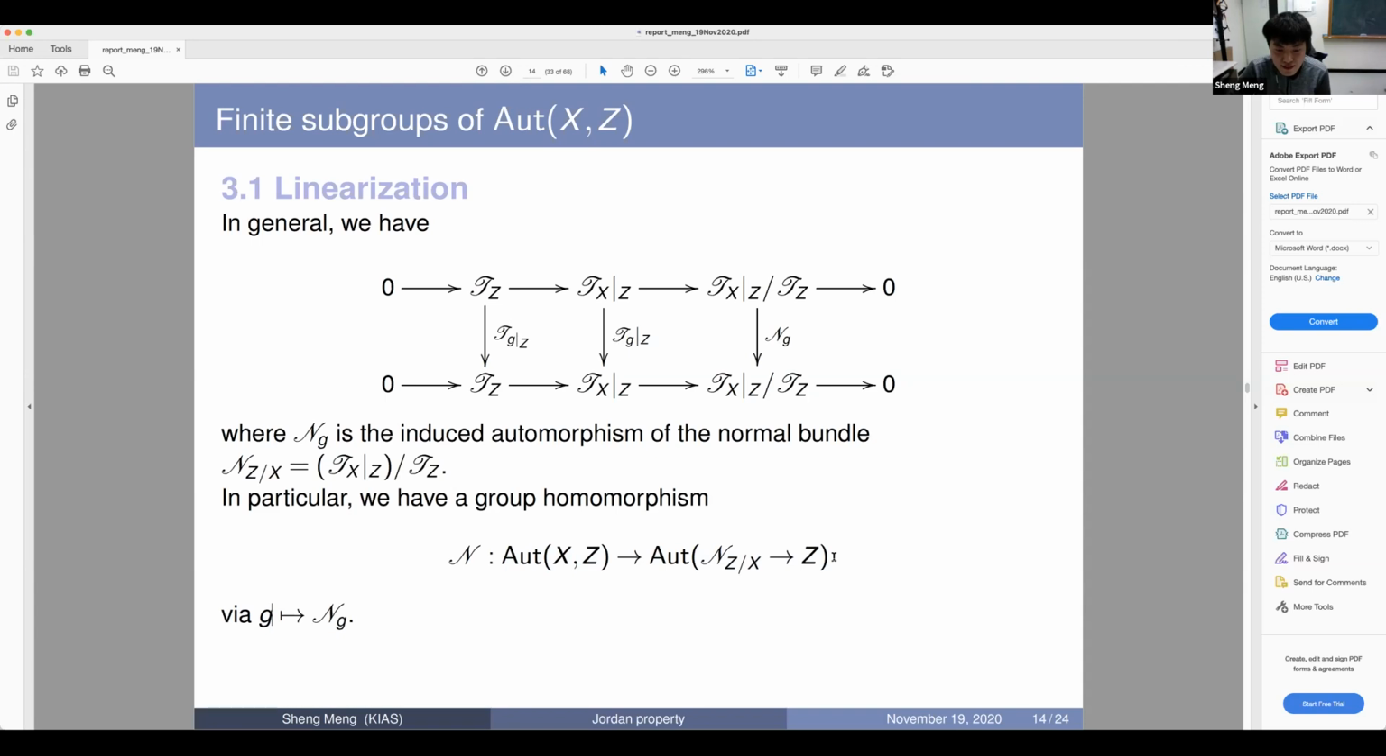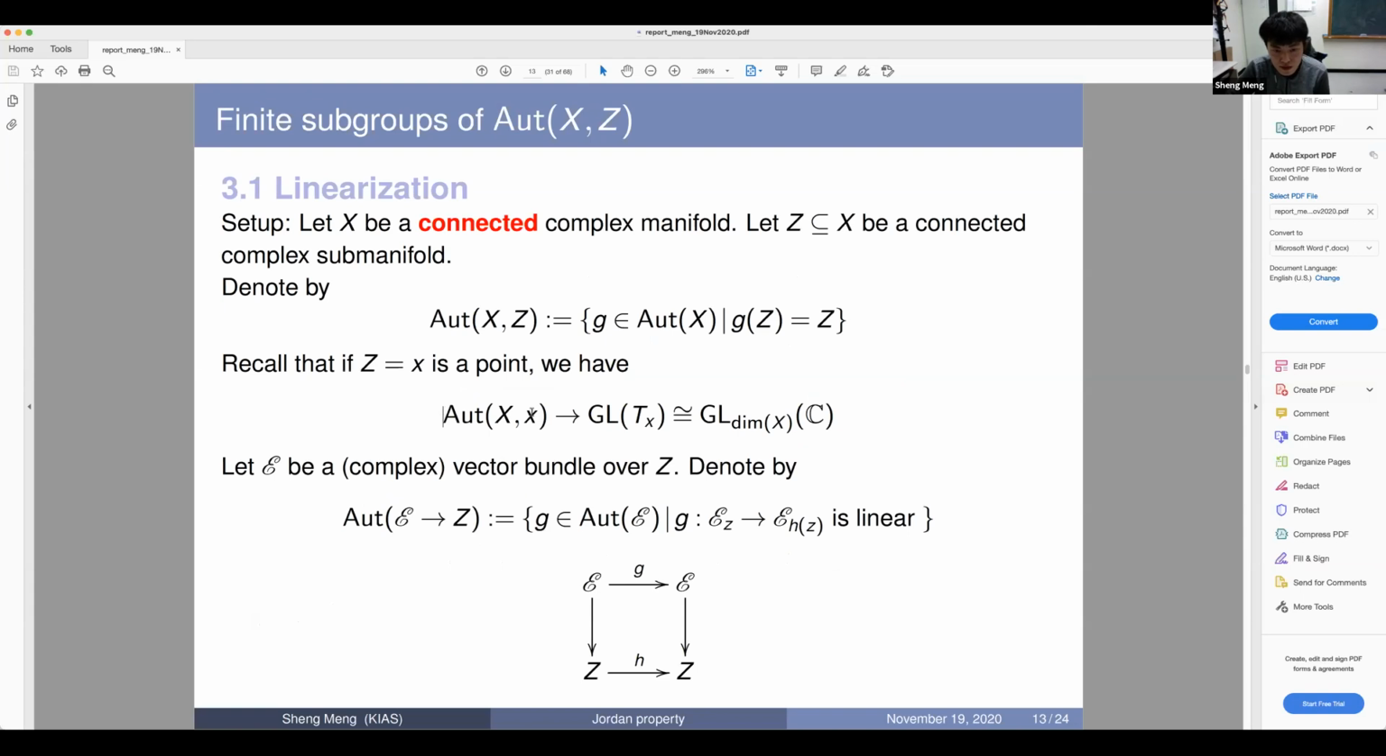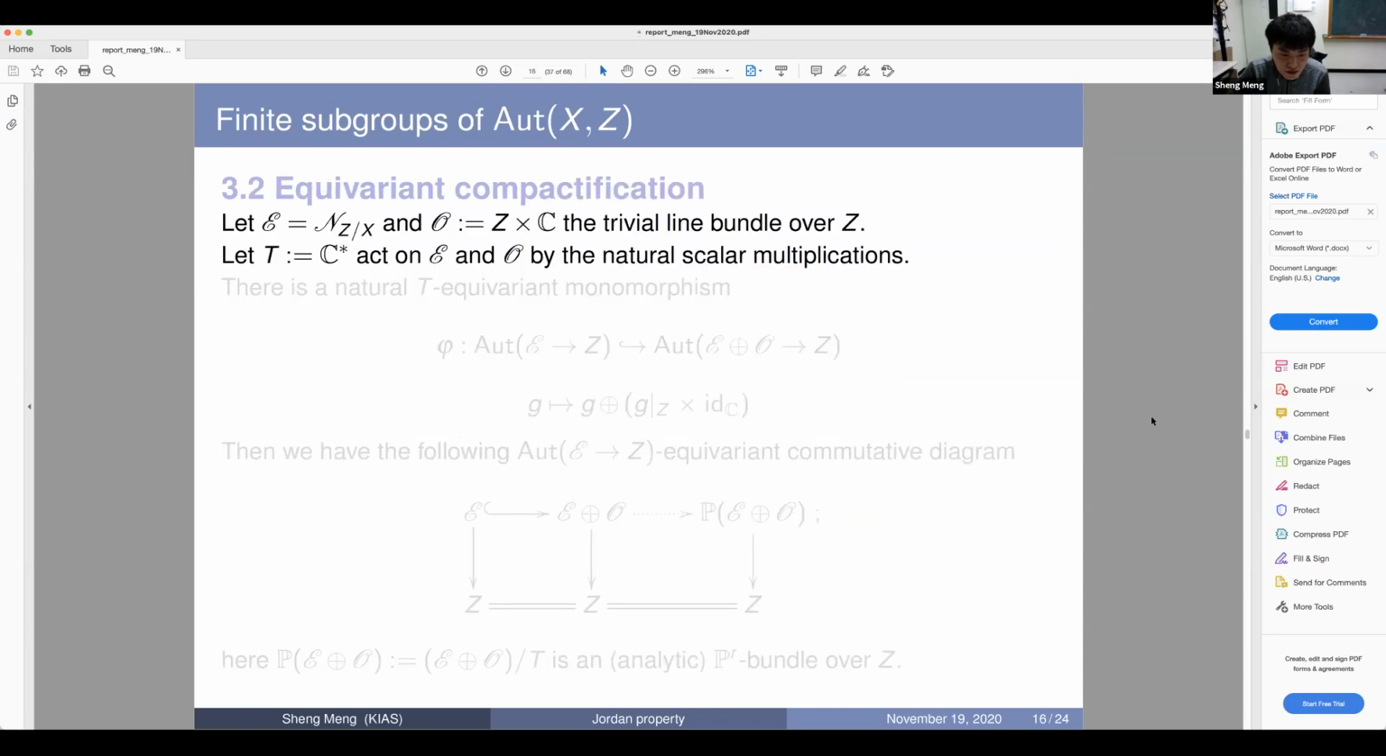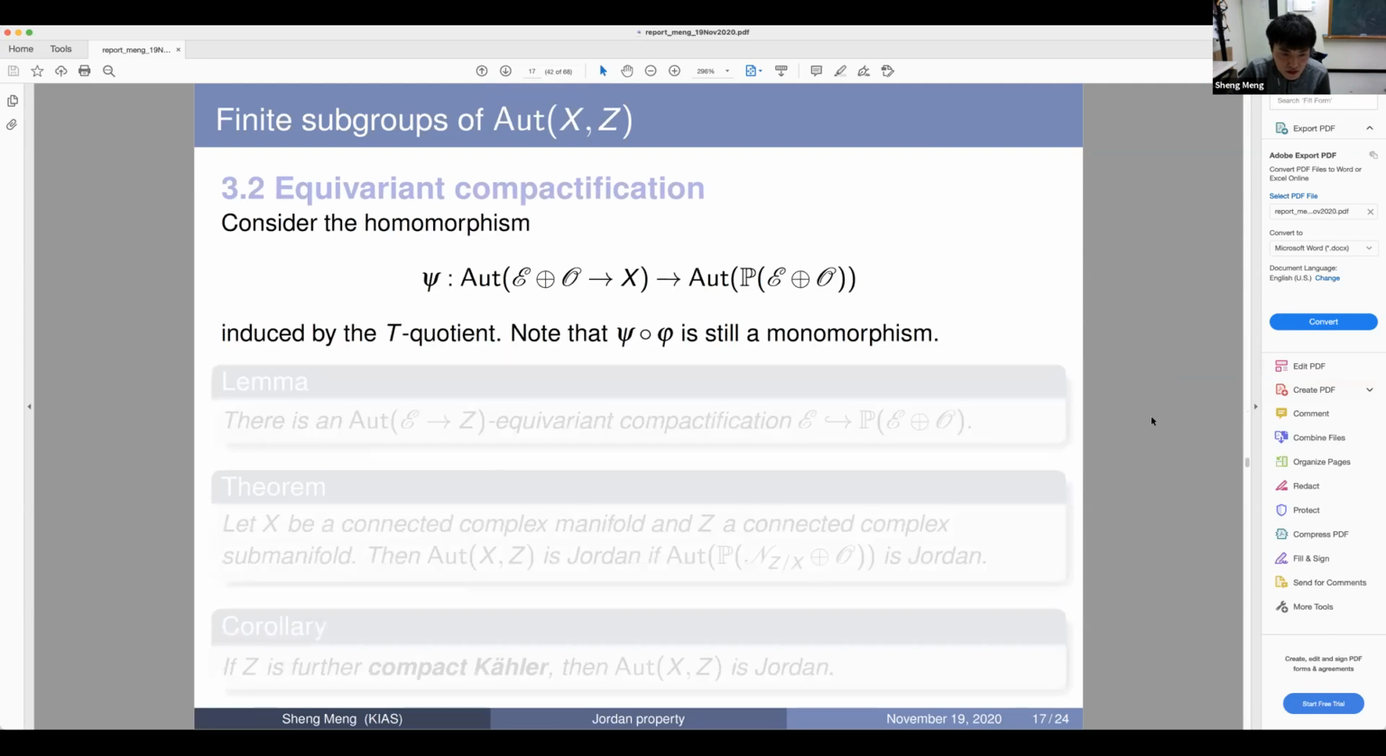Okay. So yeah, this is just the bundle version of the previous one for the almost fixed point. Okay. Previous one is this one. Is this embedding? I see. Okay. Yeah. You can say this is the normal bundle of the point, right?